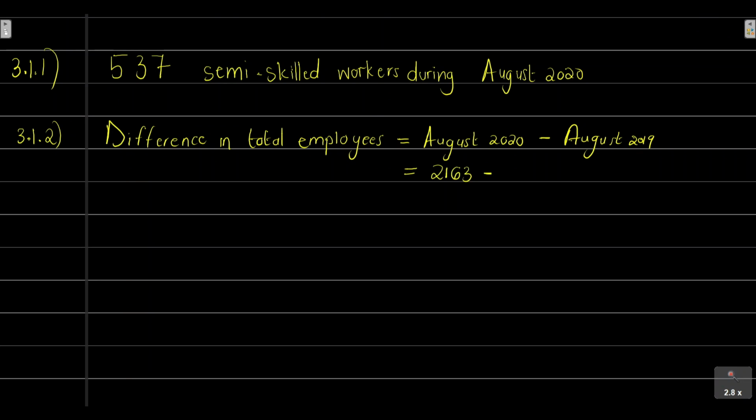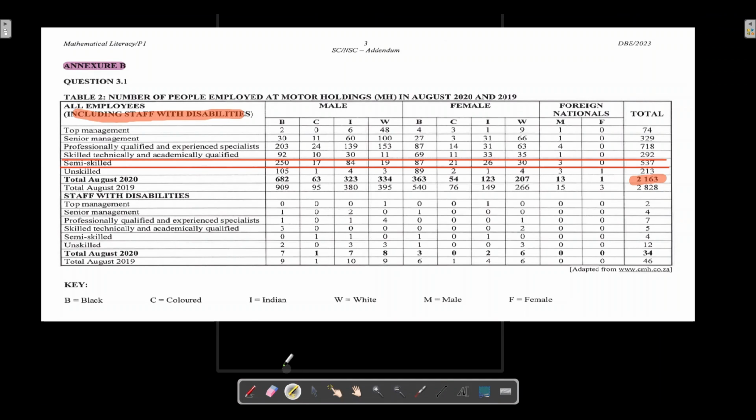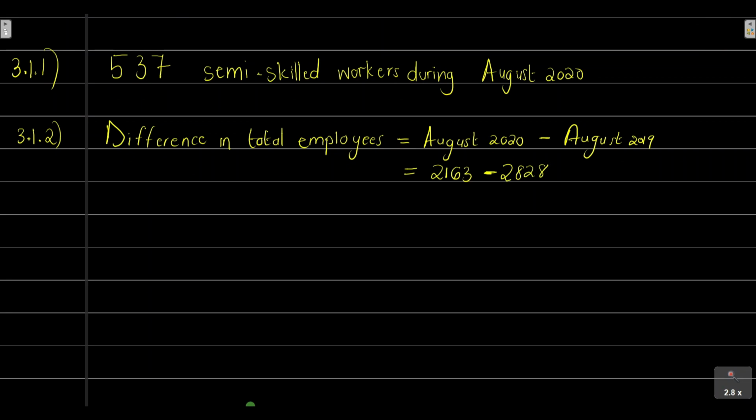Minus how many total employees did they have in August 2019? We're going to go to this table. The total for August 2019 was just 2,828. Again, we're not going to add this 46 here, because this figure of 2,828 also includes the staff with disabilities. So we don't have to add 46 again. We're just going to use 2,828.